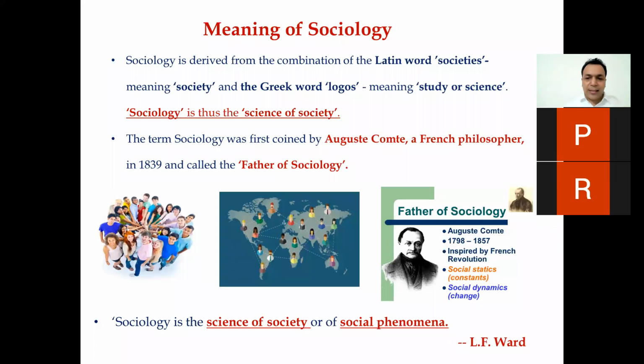guys? And there is one definition. Sociology is a science of society or of social phenomena. Meaning whatever you are looking at in the society, social structures, social buildings, social phenomena, all of these things, what is it? It is sociology. And what is the meaning of sociology? Basically it is the study of a science.